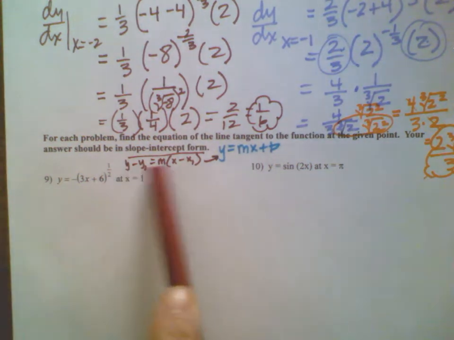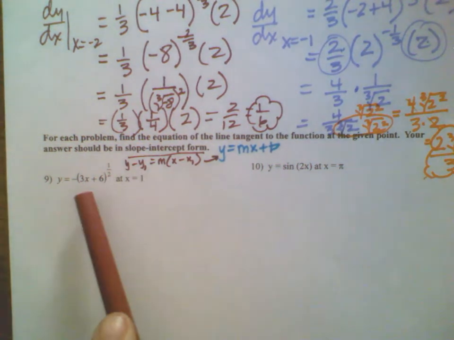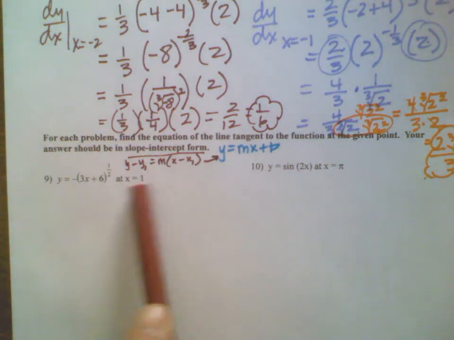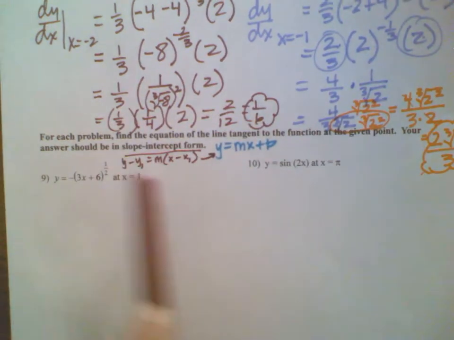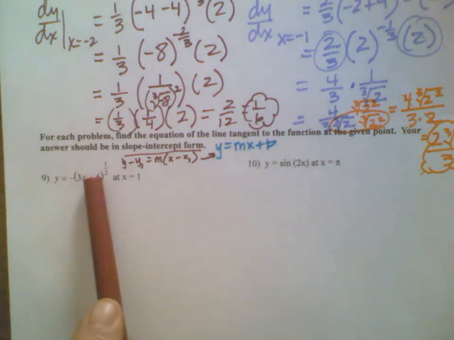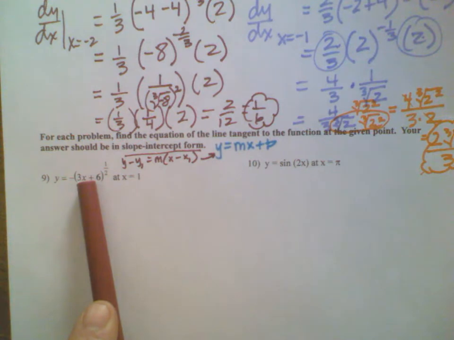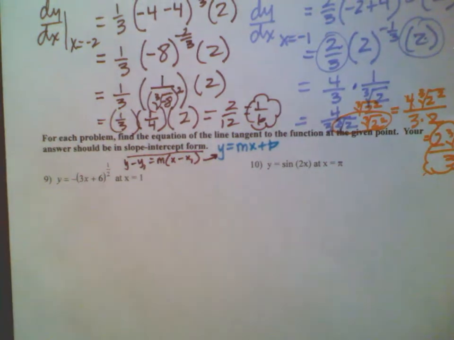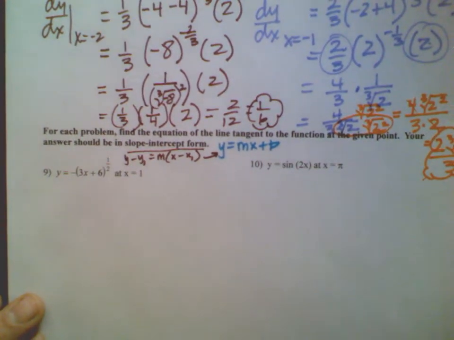So I still need the slope and a point. The slope will come from the first derivative. The point I'm going to have to evaluate. So keep in mind that this function has a y value, that's my output, and an x value, that's my input. My point will come from what is the output when 1 is my input. Well, let's start with the slope. We're going to find the slope first.